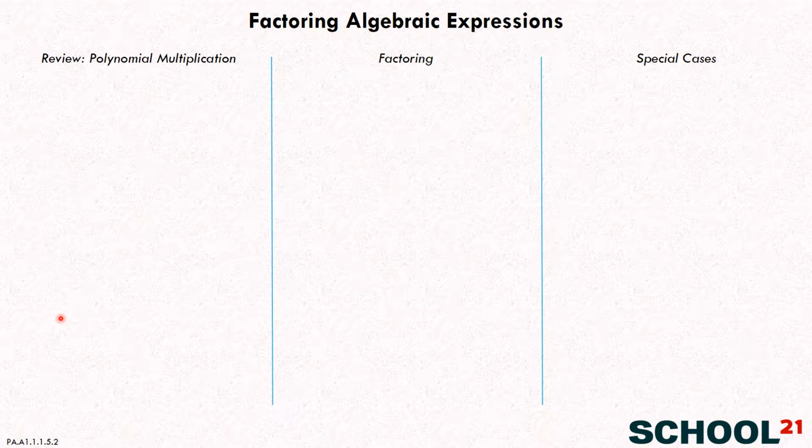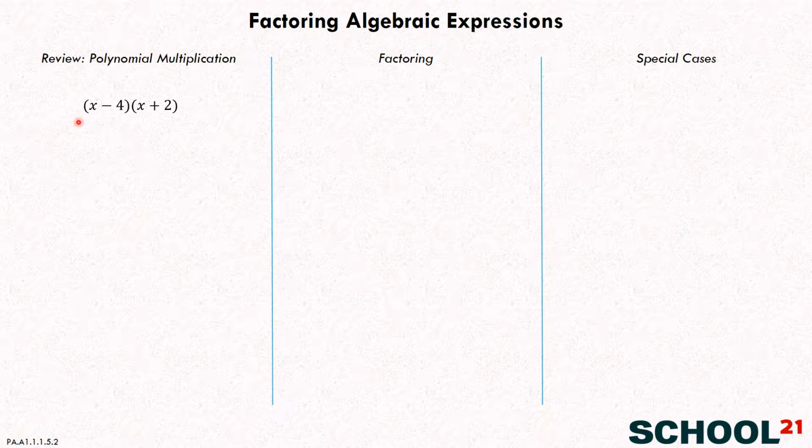Okay, we are factoring algebraic expressions. Ready to go? Yep. Okay, so before we actually get to factoring, let's do a little bit of review about multiplying polynomials. So let's go ahead and look at an example. So here we have the quantity x minus 4 times the quantity x plus 2.